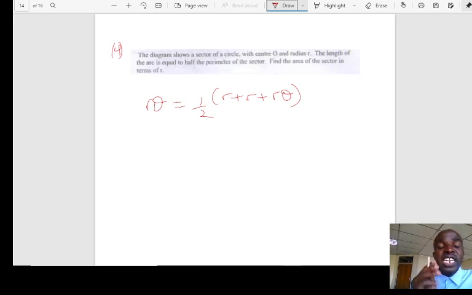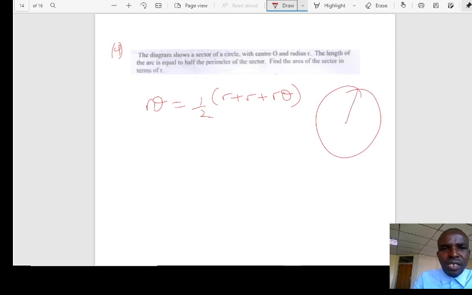But still, even if there's no diagram, the information given here is actually enough for you to be able to work out this question. So the length of the arc is equal to half the perimeter of the sector, which is like this. So the diagram, I assume, is like this. Sector of a circle, radius is R and O is the center. Then the arc length, which is arc length of this one, AB, is half the perimeter of the sector. So it will be like this. Now let's simplify and find the area of the sector in terms of R.